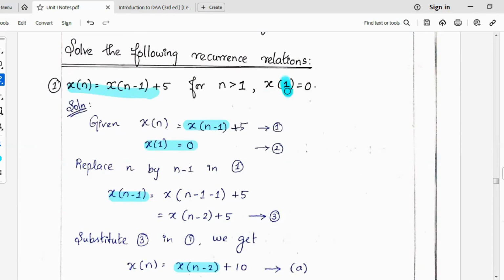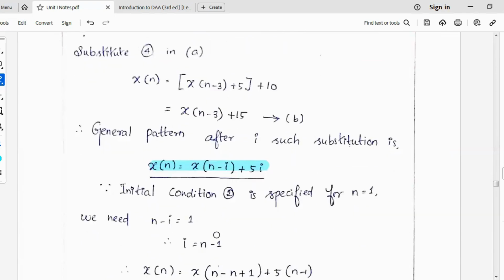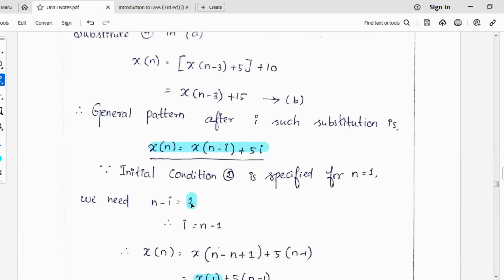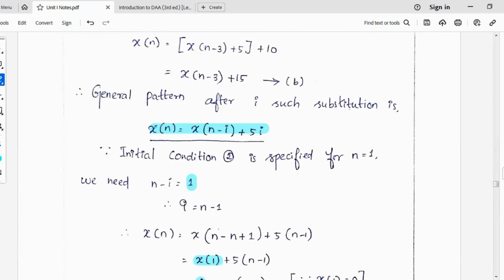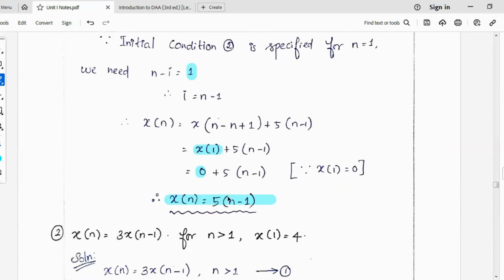So if the n value is 1, I can solve this, right? So I am going to compare the general pattern value to 1, that is, I am comparing the right hand side of the general pattern, n minus i, to the base value 1. Now I am finding what is i. So I am replacing the i value in the general pattern, so that I can eliminate the right hand side recurrence, right? So finally, I have achieved the final answer. So that's all.